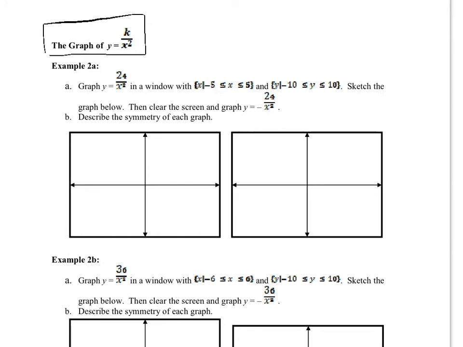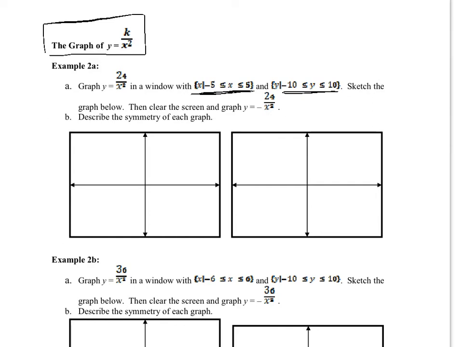In example 2a, I want you to do this in your calculator while I'm going through it on the screen as well. Graph y equals 24 divided by x squared in a window with x such that x is greater than or equal to -5 and less than or equal to 5. So in other words, your minimum and maximum x values are -5 and 5. And for your y values, it's -10 and 10, so y such that y is greater than or equal to -10 and less than or equal to 10. Sketch the graph below, then clear the screen and graph y equals negative 24 over x squared.